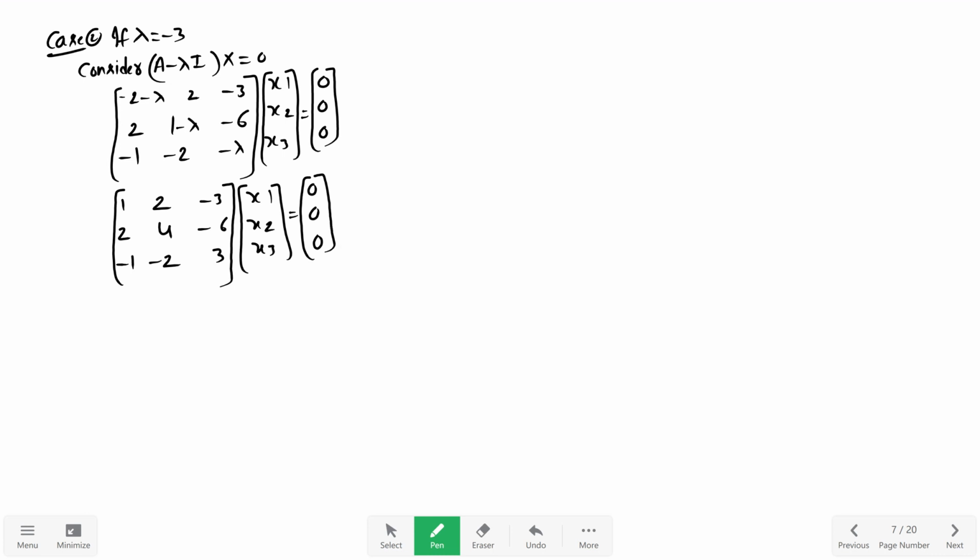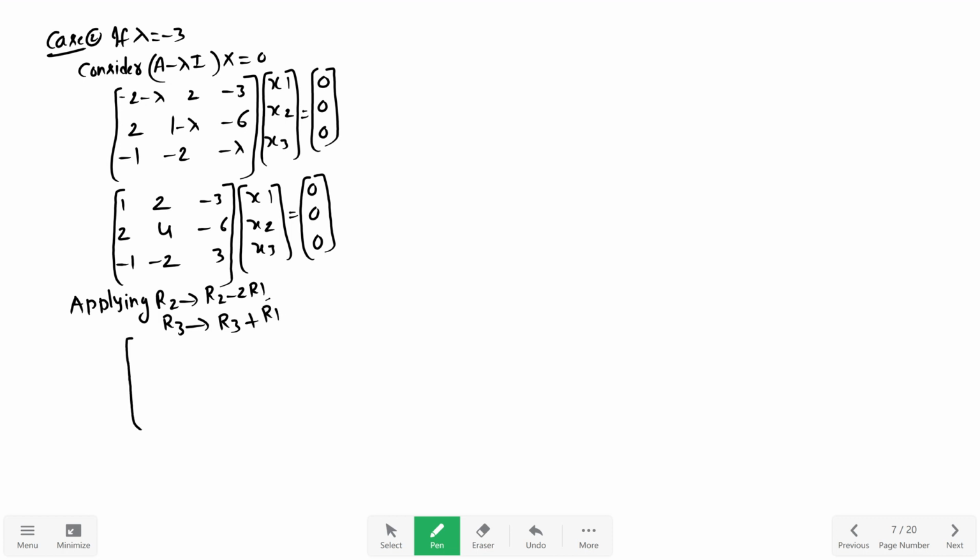So this matrix is reduced to echelon form using only row operations. Step 1: make the first column's second and third elements 0 by using R1. Applying R2 gives R2 minus 2R1, and R3 gives R3 plus R1.